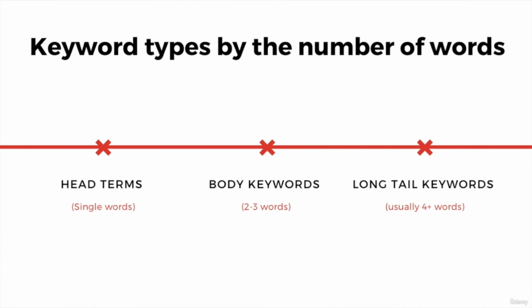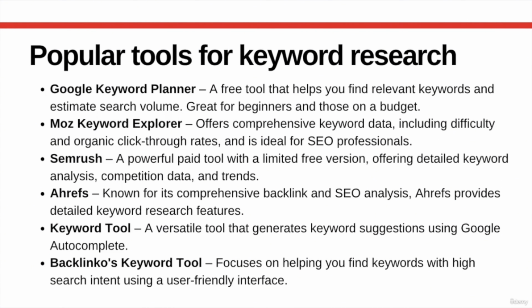There's no best keyword category to focus on. All three have their pros and cons. But when it comes to competition, long tails are usually the least competitive of the bunch. Now let's look at the tools that can be used for doing keyword research.